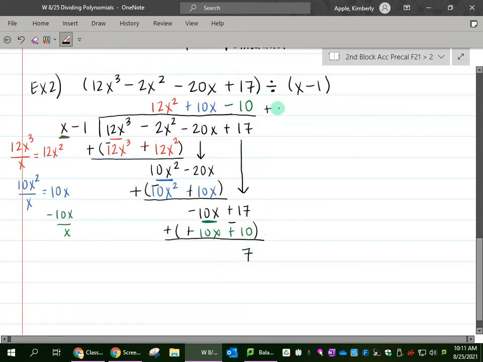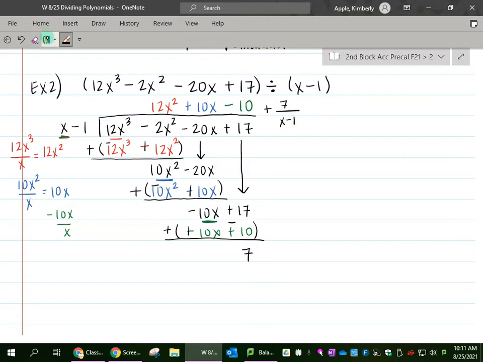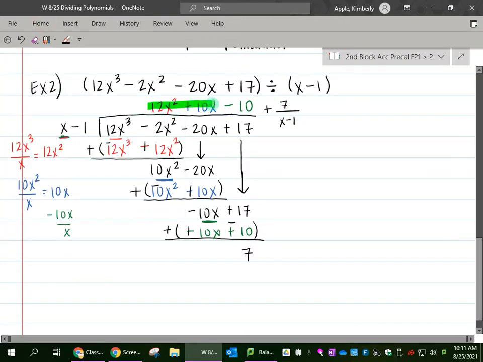And so we'll write the remainder as a fraction, 7 over the original divisor. Let me highlight it because it's kind of jumbled. This is my answer, all right? So it's an exercise in organization and keeping track of a lot of steps and a lot of stuff going on at once.